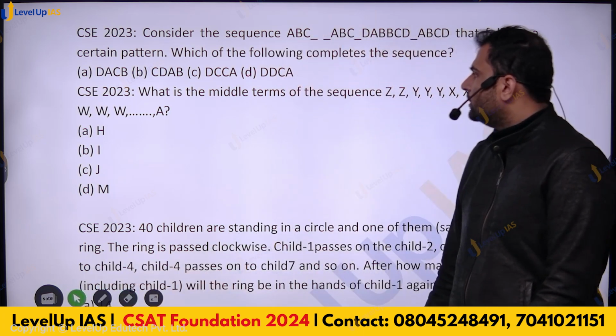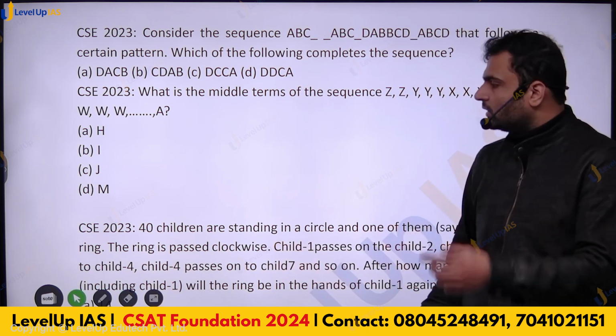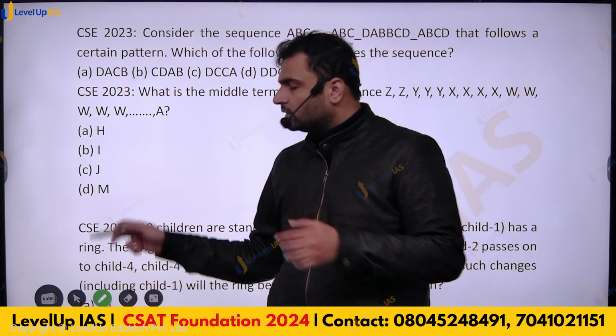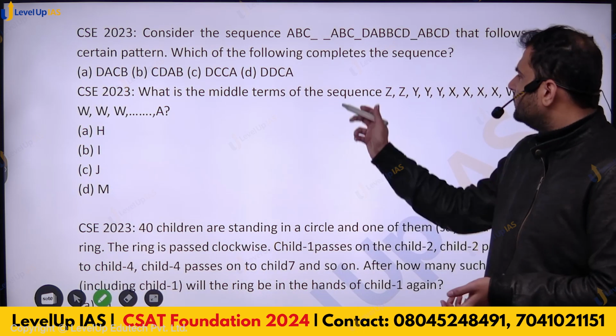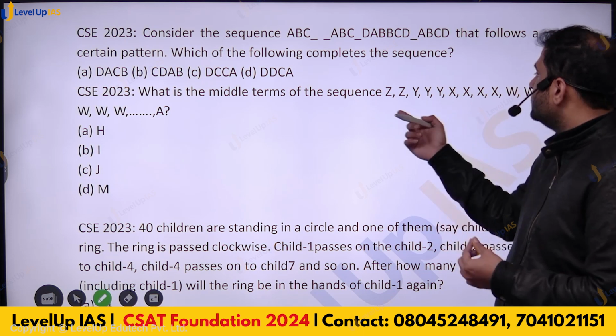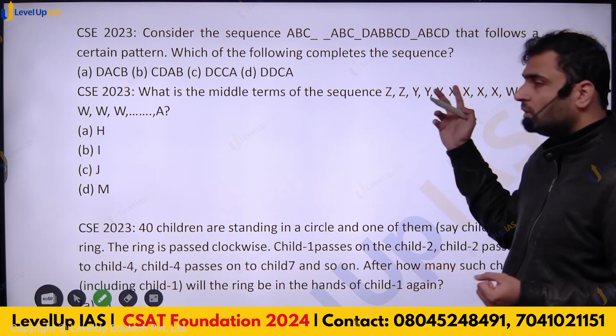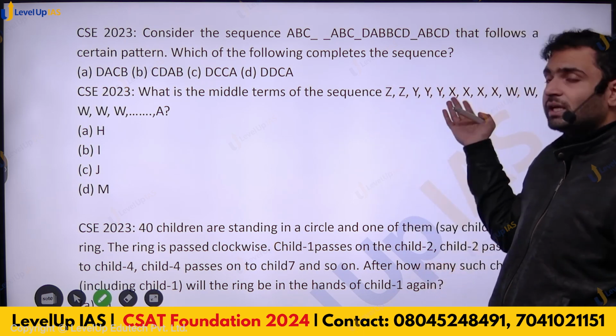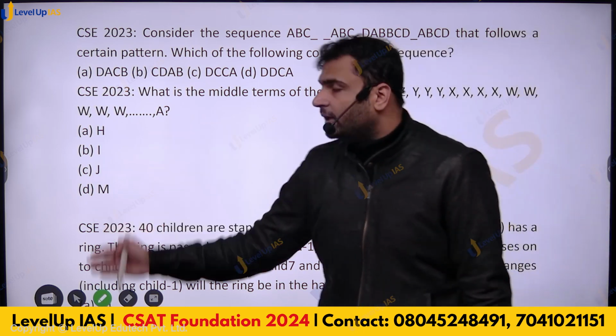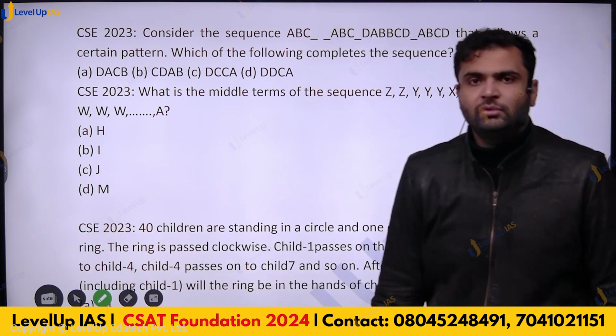Next question. It is a mixture of arithmetic and the sequence and series chapter. Here we have a certain sequence: Z 2 times, Y 3 times, X 4 times, and so on till A. The question is, what is the middle term of this sequence?